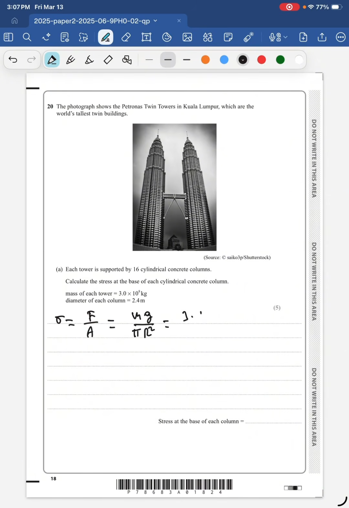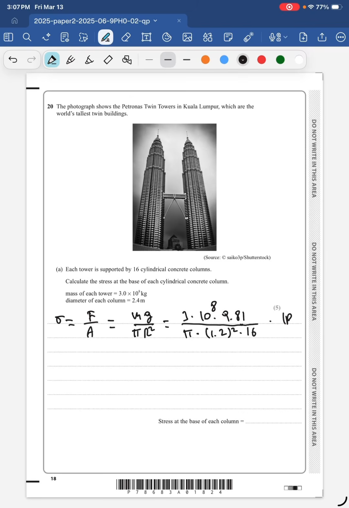So 3 times 10 to the 8 times 9.81 over pi times 1.2 squared, which is the diameter of each column. And we need to divide the whole thing by 16, right? Because the mass is distributed over the 16 columns. Let me think. Yeah, that sounds right.